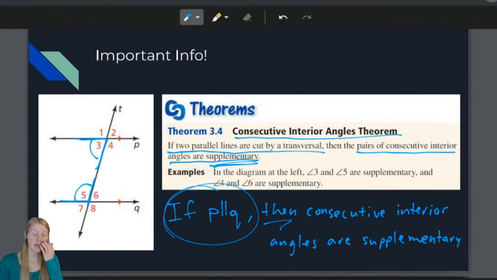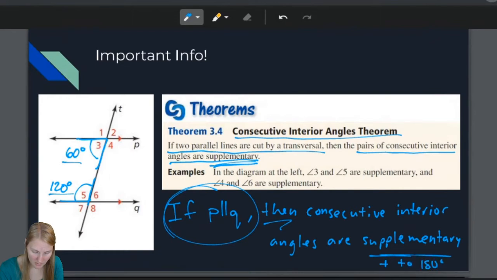Supplementary. So that means that if angle 3 is 60 degrees, angle 5 must be 120 degrees, because they must add up to 180. They must be supplementary, which means that they add to 180. Okay, wonderful. Those are all the theorems we're going to talk about today.